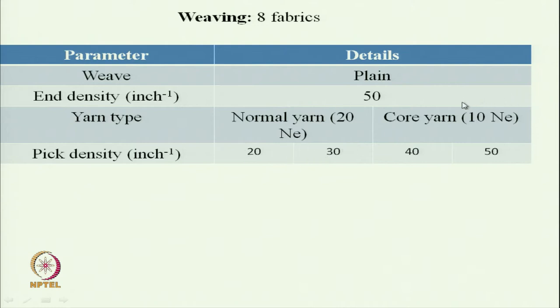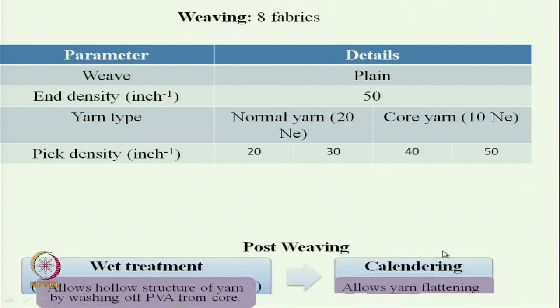Core yarn, here the washing was done after the fabric manufacturing. Effectively, the core yarn linear density was 10 English count. Picks per inch were 20, 30, 40 and 50. So, at different pick densities the fabrics were produced.